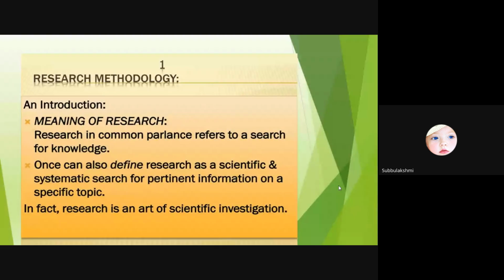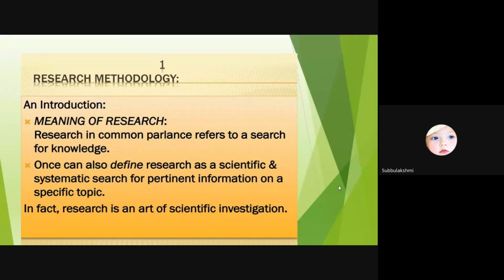So research, in common parlance, refers to, so why do we do research? It is nothing but in search of knowledge. Yes. So we want to upgrade ourselves. We want to excel in the knowledge that we have. So that is the main purpose for which we conduct our research.